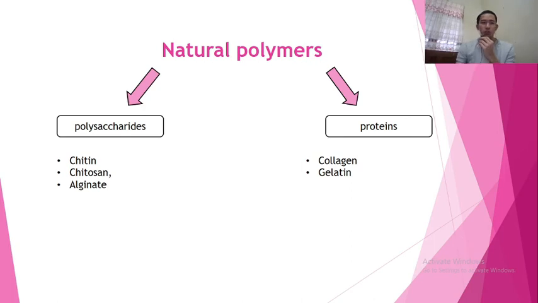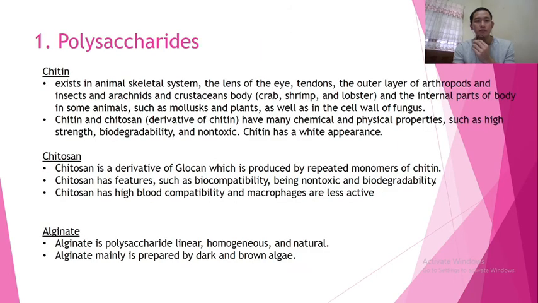So if you can see the examples of natural polymers, there are two types. One is polysaccharide and the second one is protein. You can see the examples of each. Polysaccharides have three examples here: chitin, chitosan, and alginate.